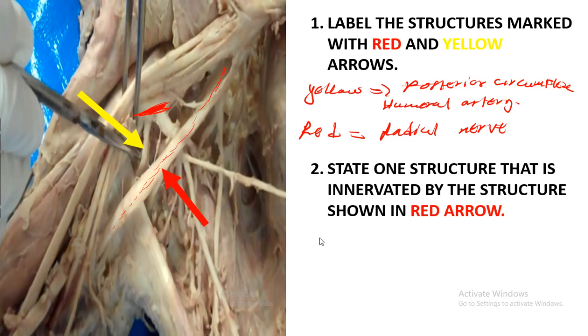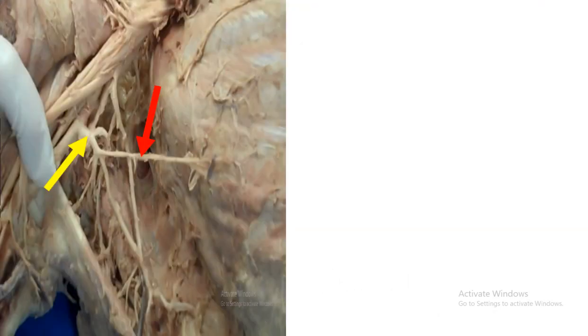So the radial nerve normally goes round and innervates the triceps muscle. So take note of that and also the points I've raised on this particular slide. Let me move on and look at the next one.